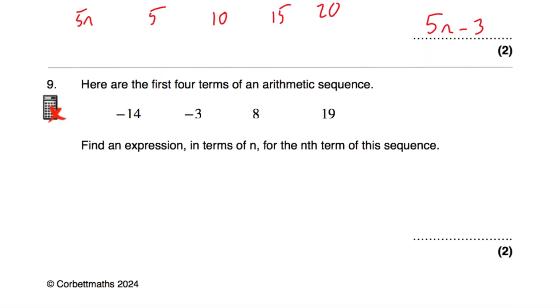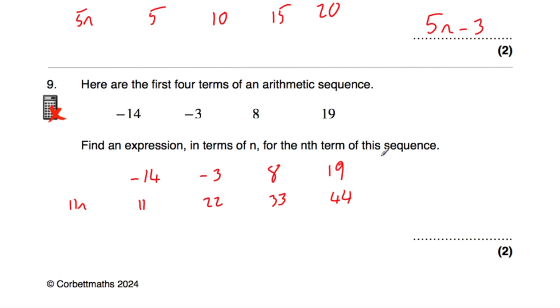Okay, question number 9. It says here are the first 4 terms of an arithmetic sequence, negative 14, negative 3, 8 and 19. And we've been asked to find the nth term for that sequence. So let's write down the sequence, negative 14, negative 3, 8 and 19. It gets bigger by 11, 11 and 11. So let's write down the multiples of 11. 11, 22, 33, 44. And that would be 11n. 11 times 1, 11 times 2, 11 times 3 and 11 times 4.